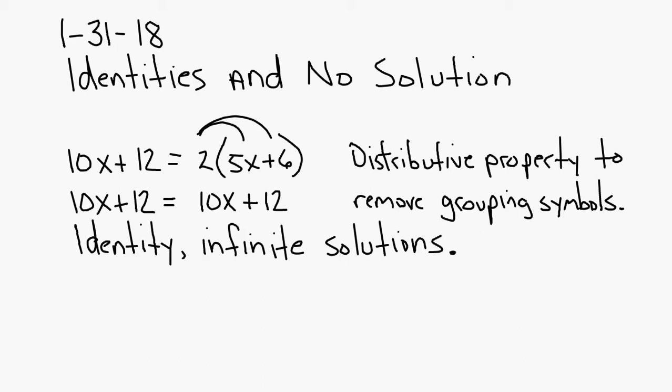Okay? An identity problem occurs when, as you're working through your steps to isolate the variable, at any time the left side of the equation is exactly the same as the right side. You can stop working, and you're going to write identity or infinite solutions. Any number that you put in for x will make this equation true.